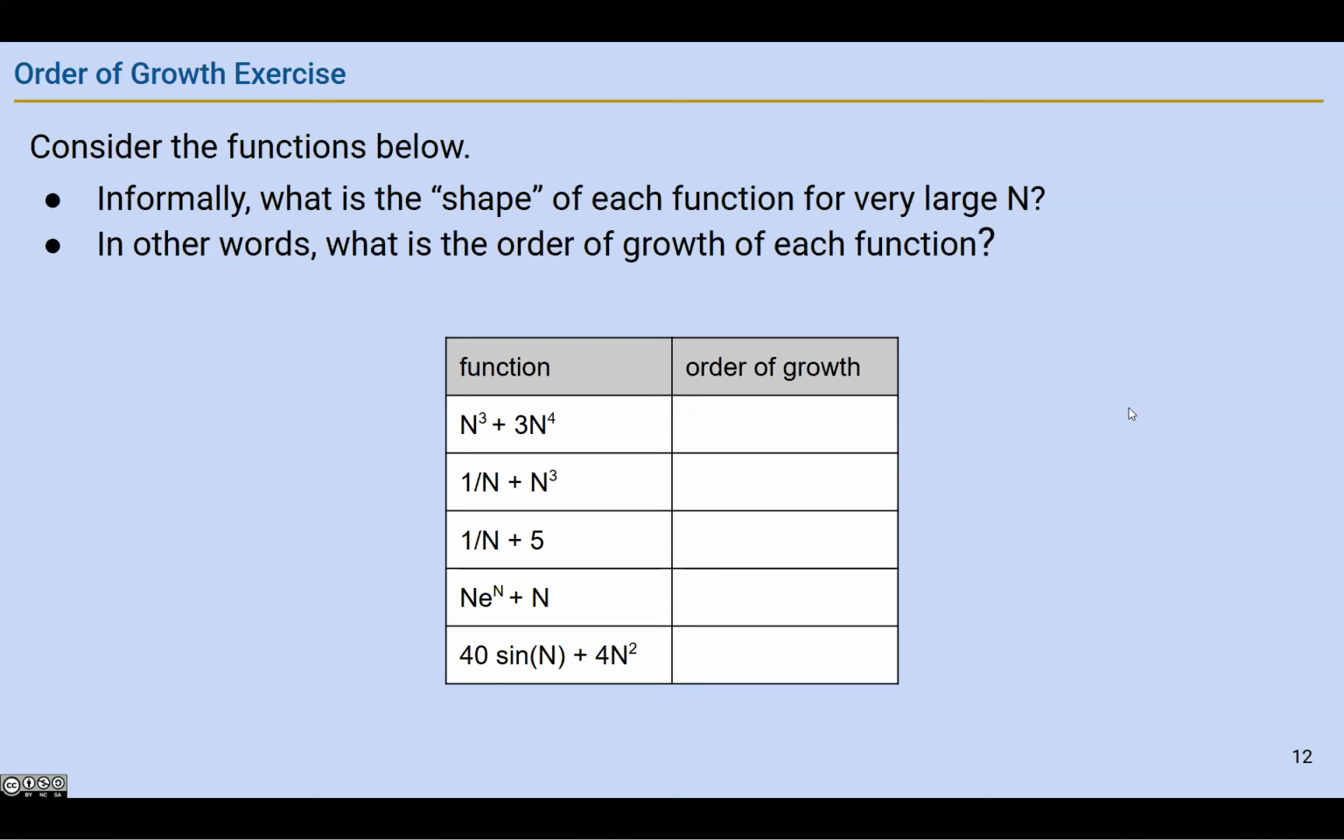All right, what about n e to the n plus n? N times e to the n? Yeah. And then for this, 40 sine n plus 4n squared, what would you say? N squared. Yeah. Intuitively, we're just taking the largest thing, the thing that grows the fastest, and picking that as our order of growth, getting rid of any constants at the start or coefficients.